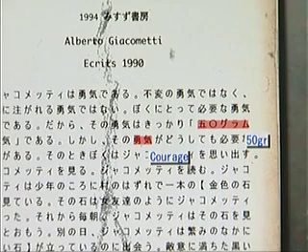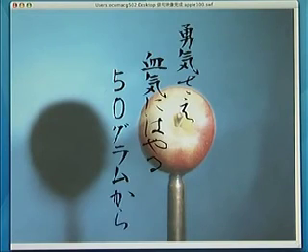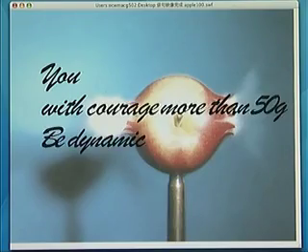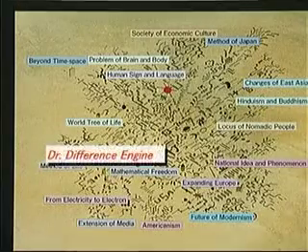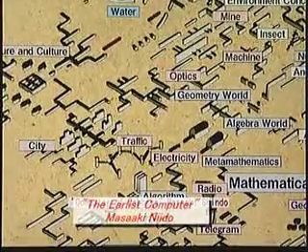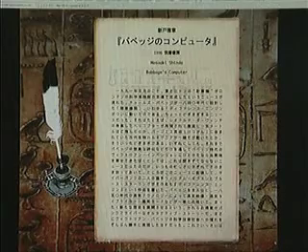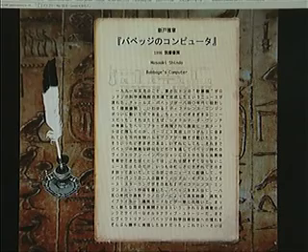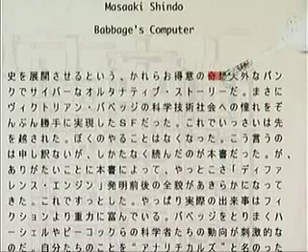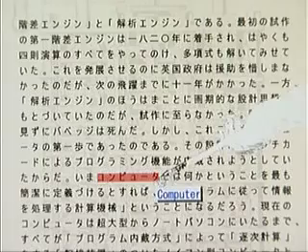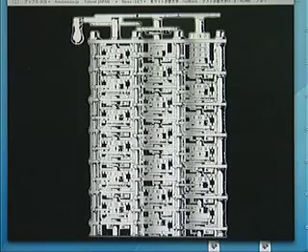In this case, the phrases courage and 50 grams are highlighted in red. The keywords doctor, difference, and engine are selected from the book metropolis, and Matsuoka's portrayal of the earliest computer by Masaaki Shindo appears. Here, the phrases amazing and computer are highlighted in red.